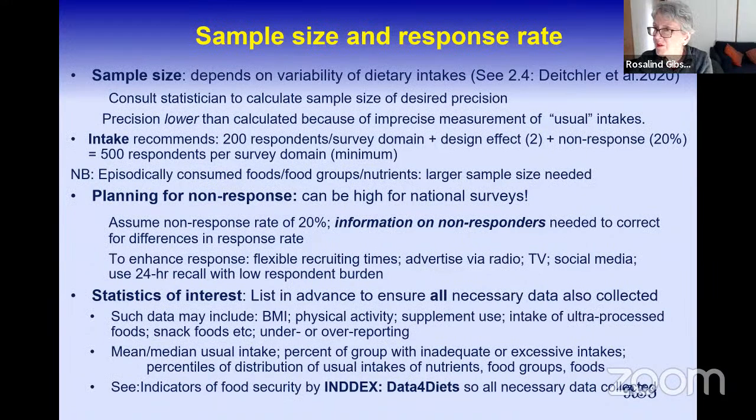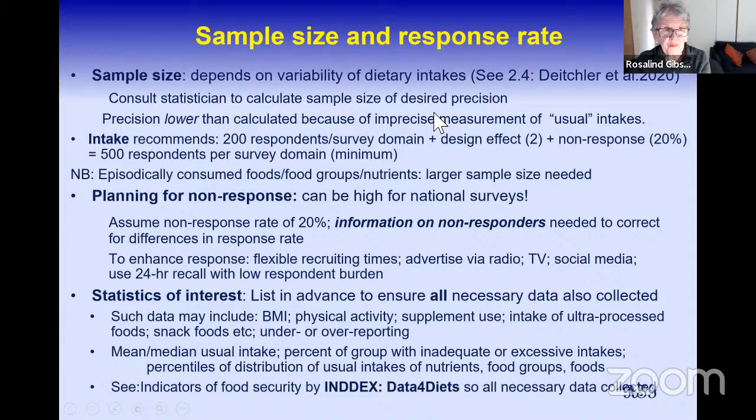Now I'd like to consider the sample size and response rate. The sample size that you finally decide on really depends on the variability of dietary intakes in your population. And I recommend that you look at section 2.4 in the PDF that I sent you by Dietary et al. That explains in detail some of the issues associated with sampling. It's very important to consult your statistician to calculate the sample size and achieve the desired precision. You will always find that the precision that you achieve is actually lower than the precision that's been calculated by your statistician because of the imprecise measurement of usual intakes. That's because our intake varies from day to day.